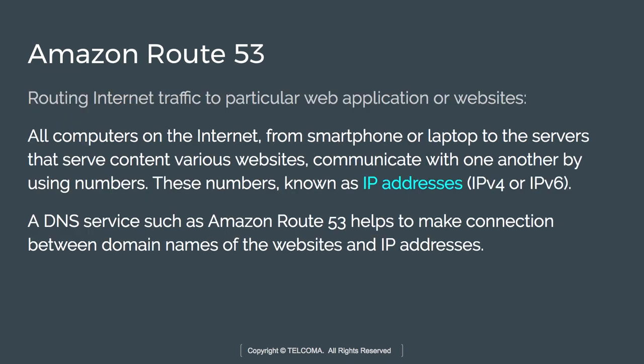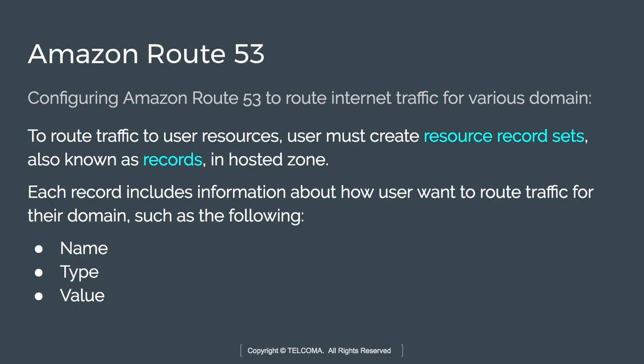After that, how do we route internet traffic to a particular web application or website? All computers on the internet, such as smartphones, laptops, tablets, and the machines that serve content like video and websites, communicate with one another using numbers. These numbers are IP addresses, and both IPv4 and IPv6 are supported. A DNS service like Route 53 helps you make the connection between the domain names of websites and IP addresses. So we need to configure Amazon Route 53 so that it can route internet traffic to various domains.